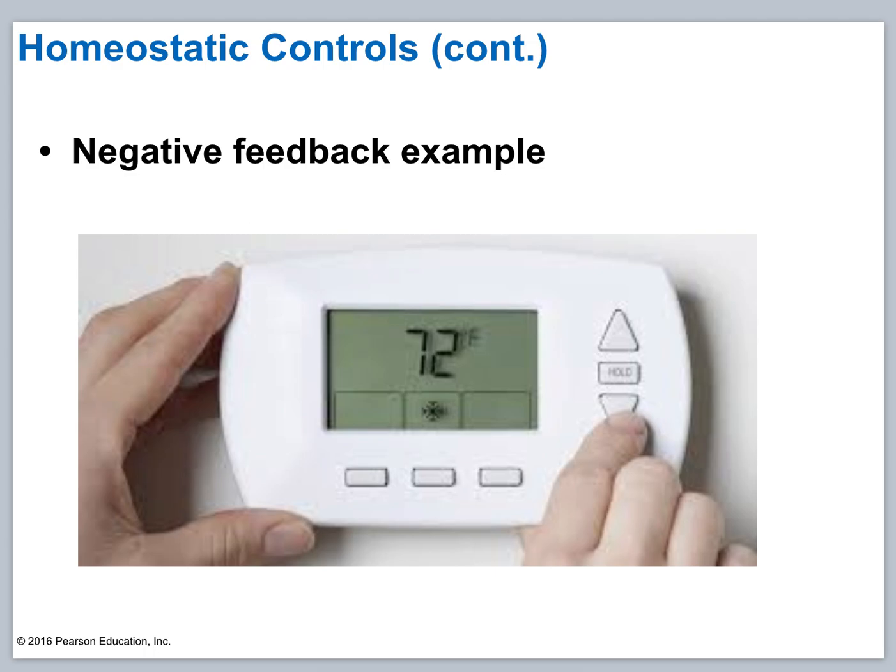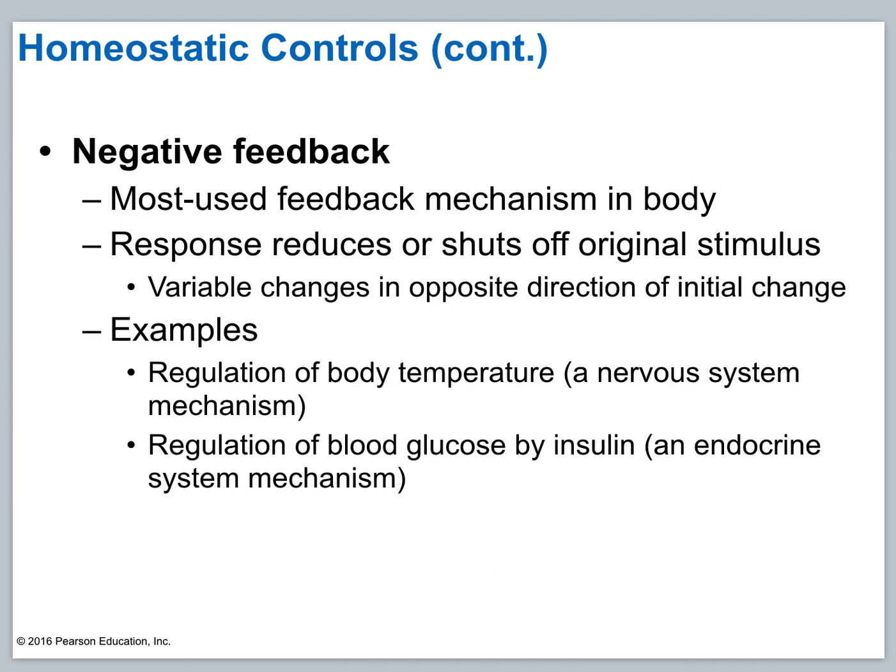There are two types of feedback involved in homeostasis. One is negative feedback and the other is positive feedback. Negative feedback is the most used feedback system in the body, and it basically reduces or shuts off the original stimulus in response to a change of a body function. For example, regulation of body temperature. As the body temperature goes higher, mechanisms come into place to have a negative effect on that temperature, so therefore it reduces the temperature.